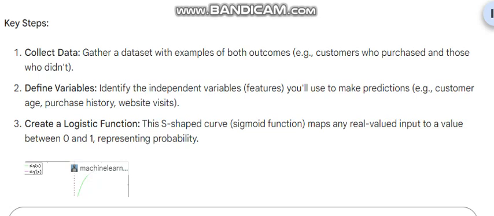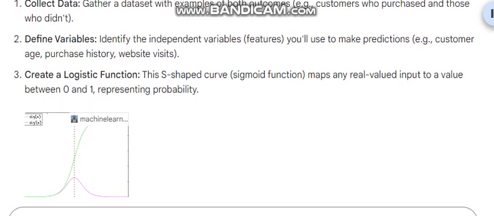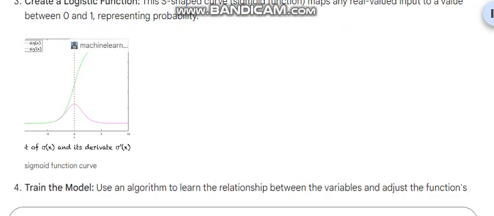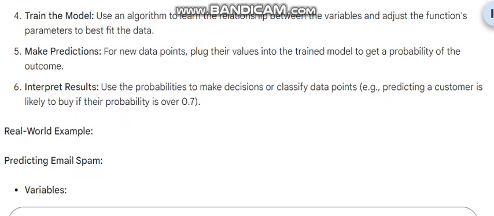3. Create a logistic function. This S-shaped curve, sigmoid function, maps any real-valued input to a value between 0 and 1, representing probability. 4. Train the model. Use an algorithm to learn the relationship between the variables and adjust the function's parameters to best fit the data.